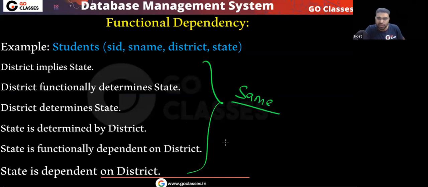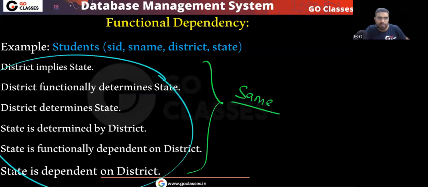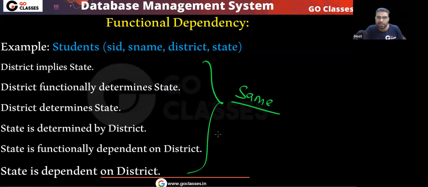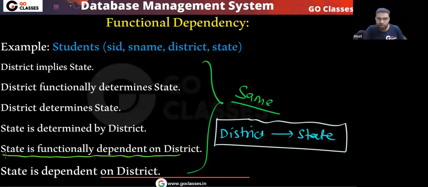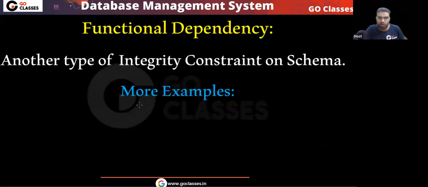And we will denote it like this: district implies state. This is how we denote it. So I hope you understood. This is the idea of functional dependency. This means that state is dependent on district. You can see this line: state is functionally dependent on district. Okay, so this is the idea. I hope you understood. Now let's see some more examples.